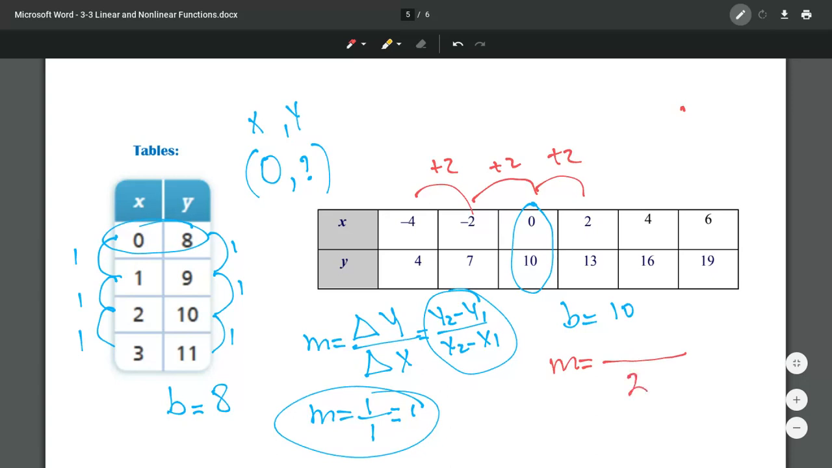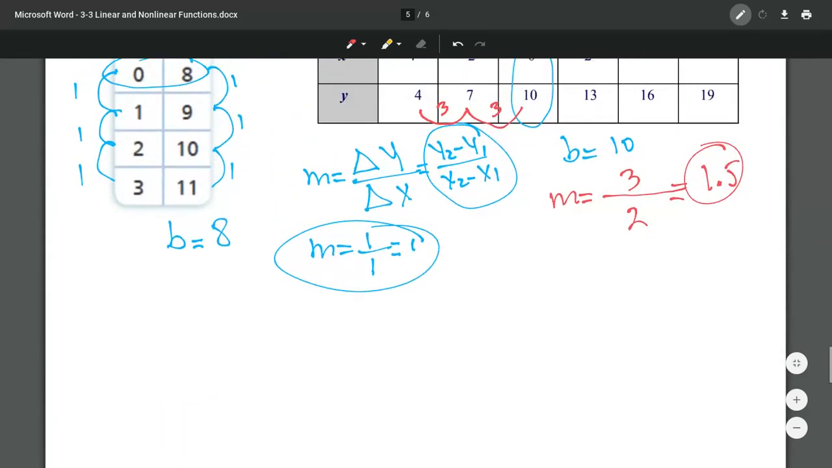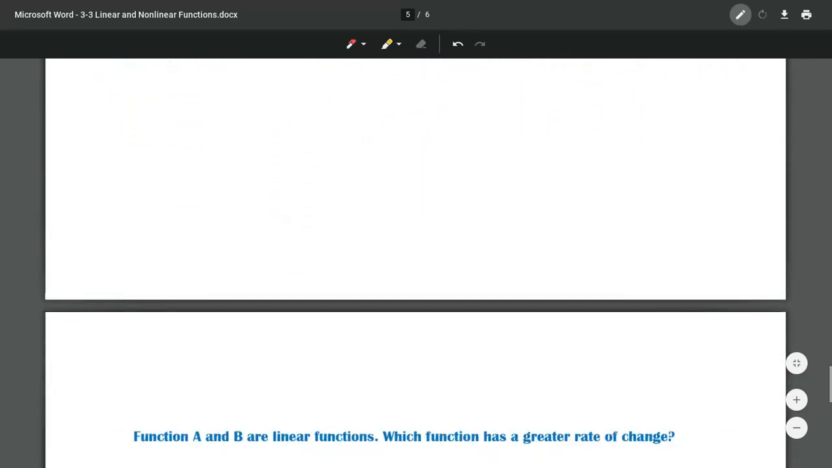Now the difference between the y's, from 4 to 7, it went up by 3. 7 to 10 by 3, and so on. So the difference between the two y's is 3. The slope is 3/2 or 1.5. Because we're talking about the constant rate of change, at times you would have to use decimals to show that change. Okay? This is how you find the constant rate of change and the y-intercept from these three representations.